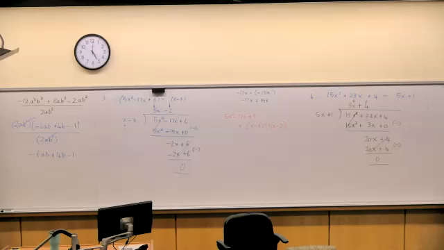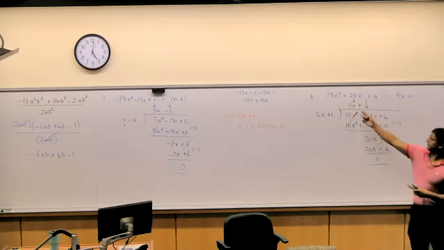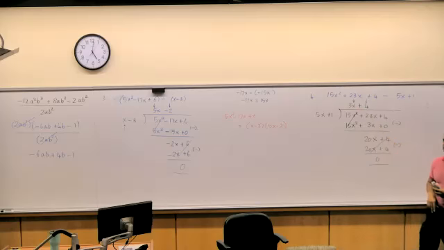Good. As always, you don't have to write this step, but the purpose of long division is to determine the second factor, if at all possible, given one of the factors. So the second factor is 3x plus 4. Good.